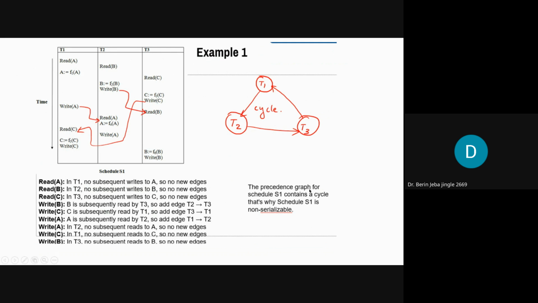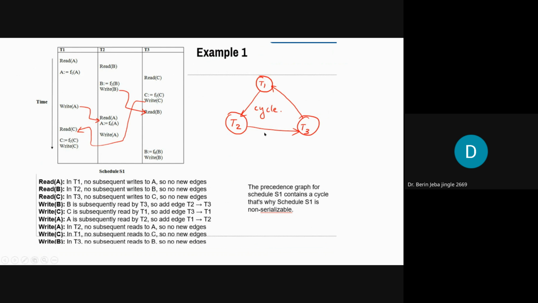The precedence graph for the schedule S1 contains a cycle. We saw T2 depending on T3, T3 depending on T2, T1 depending on T3, and again T1 depending on T2. Did you understand? So a cycle is formed.